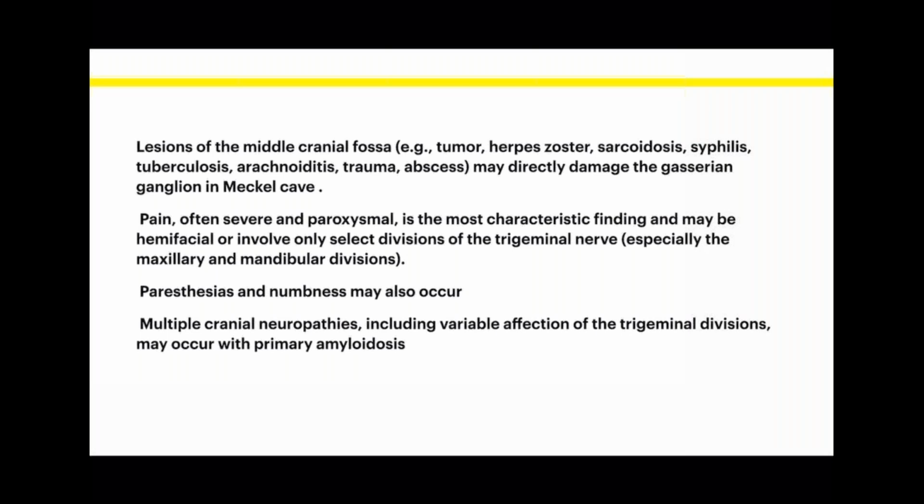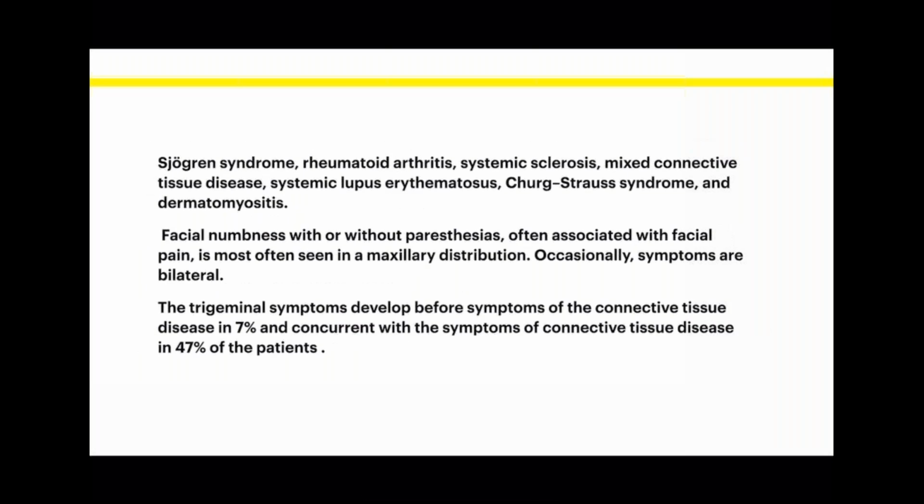Multiple cranial neuropathies can also occur in primary amyloidosis, so always search for underlying causes. It's also reported that rheumatological diseases, especially Sjogren's, rheumatoid arthritis, systemic sclerosis, SLE, and Churg-Strauss, present with facial numbness, and a lesion or actually inflammation is found in the ganglion.